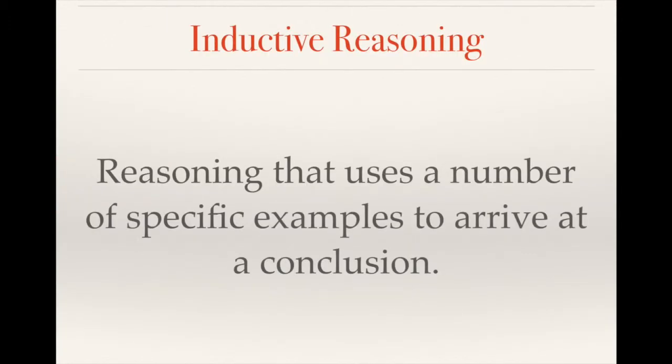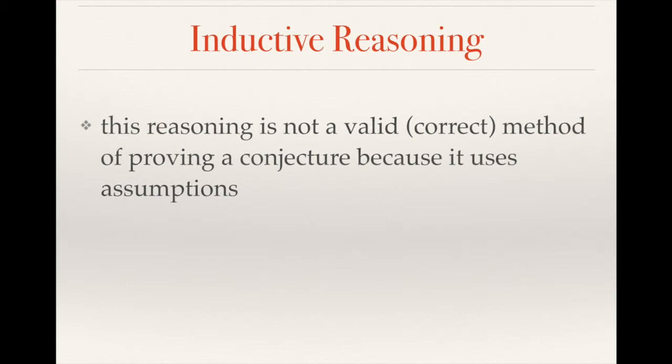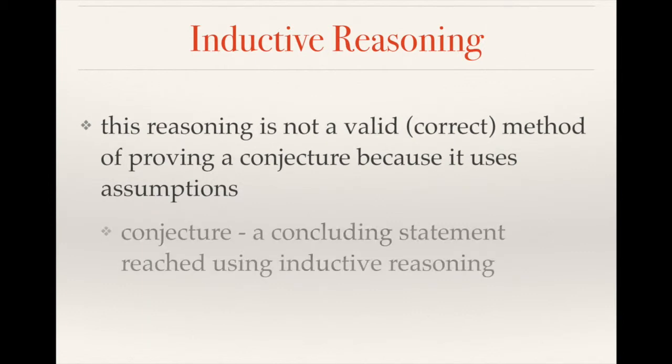Our most important topics for this are inductive and deductive reasoning. Inductive reasoning is reasoning that uses a number of specific examples to arrive at a general conclusion. This reasoning is not always a valid method of proving a conjecture because it uses assumptions. A conjecture, for the record, is a concluding statement reached using inductive reasoning.